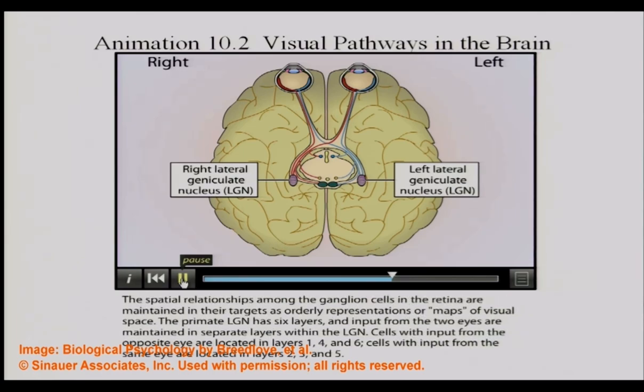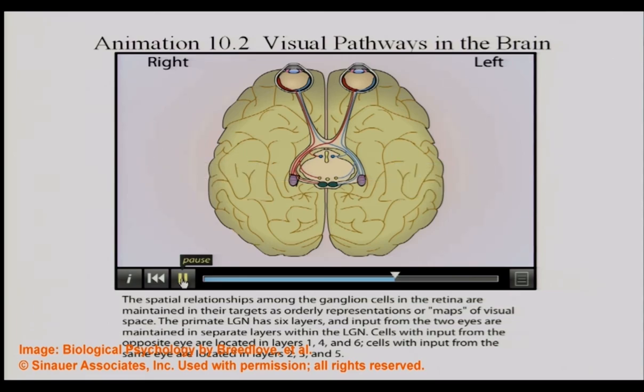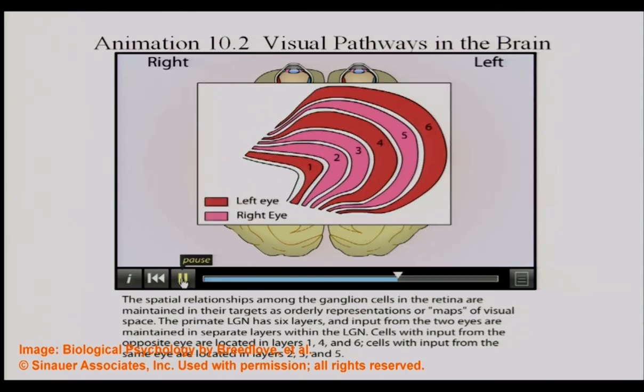The spatial relationships among the ganglion cells in the retina are maintained in their targets as orderly representations or maps of visual space. The primate lateral geniculate nucleus has 6 layers, and input from the two eyes is maintained in separate layers within the LGN. Cells with input from the opposite eye are located in layers 1, 4, and 6. Cells with input from the same eye are located in layers 2, 3, and 5.